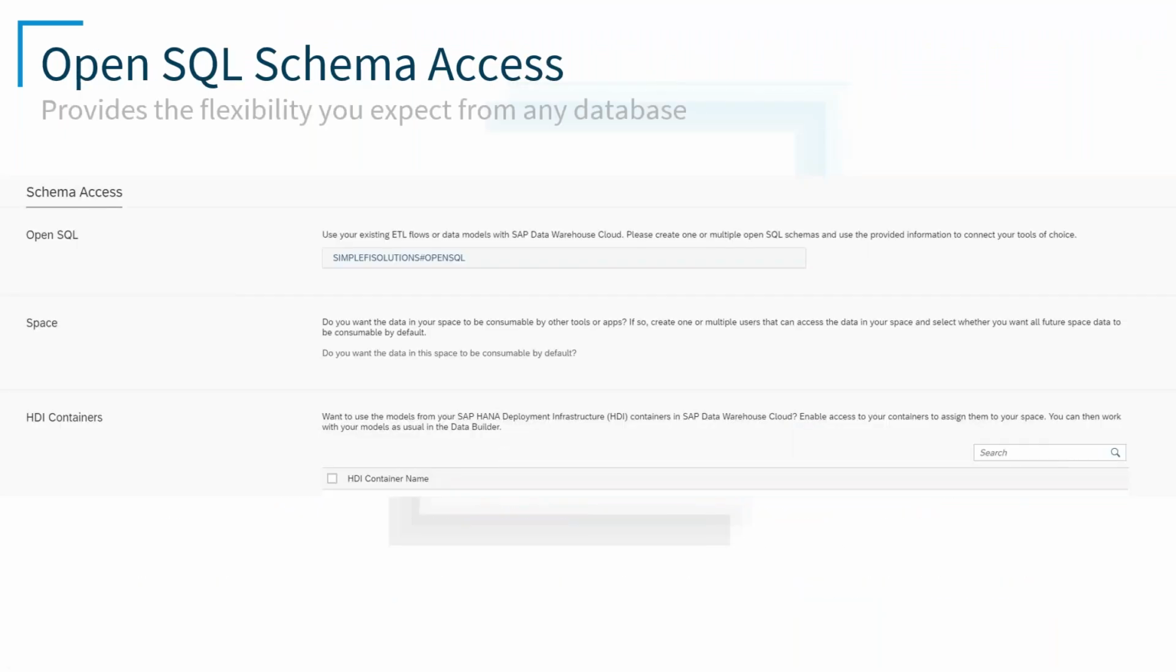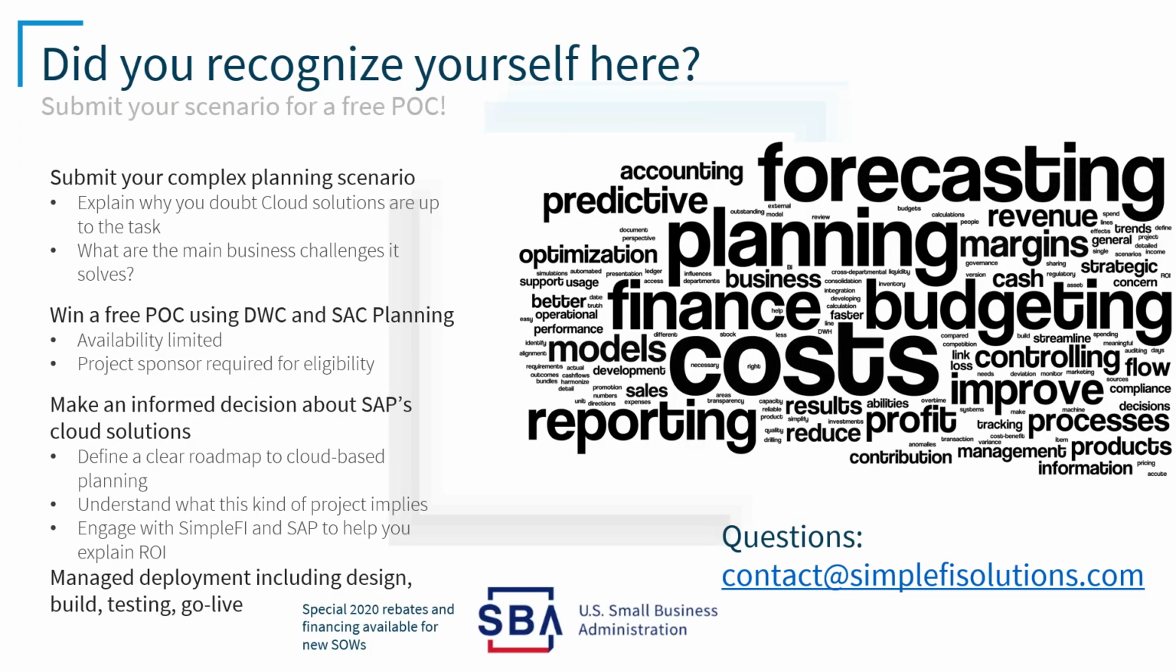Okay, so OpenSQL Schema Access. You can also provide read access to some spaces, and there's some HANA deployment infrastructure with some HANA Cloud. So if you have a lot of cloud solutions as well, there are different ways of integrating it that we're not covering today. I'm trying to make it simple and straight to the point for a planning scenario.